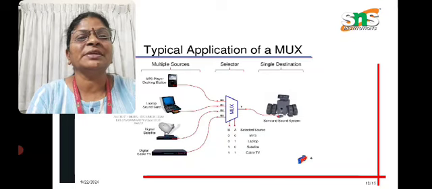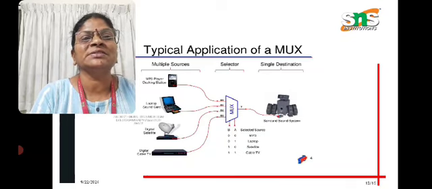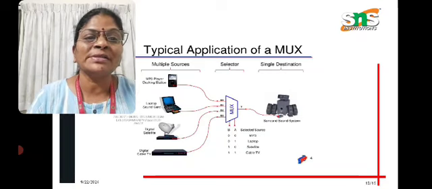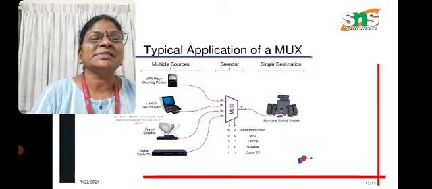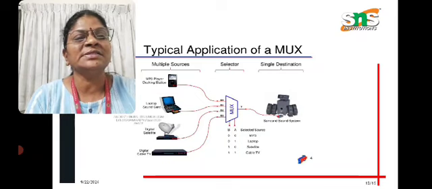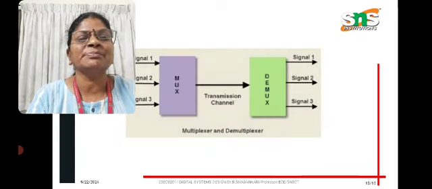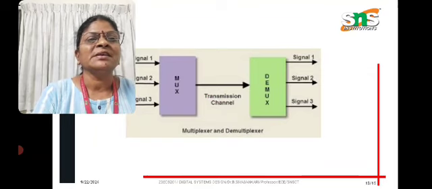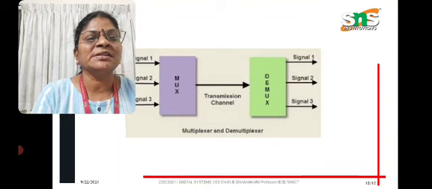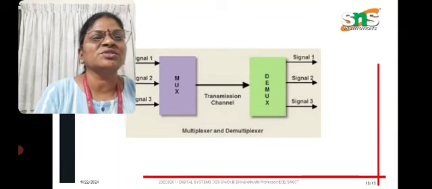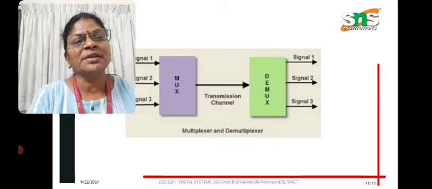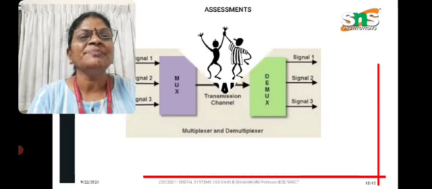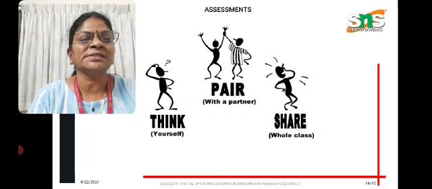These are the typical applications of a multiplexer: multiple sources, a selector, and a single destination. We have multiple sources, one can be selected, and a single destination is given from multiple inputs. So this is the difference between mux and demux. In mux we are giving signal inputs, then we have a transmission channel. In demux we are getting signals in the output. Here in mux the input is your signal, in demux the output is your signal.